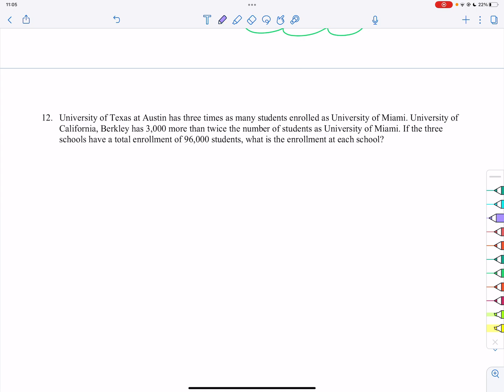Well, the most important thing is to go ahead and define your variables. So why don't we go ahead and let X be students at Texas and Y be students at Miami. That would be the number of students. And then Z, the number of students at Berkeley.